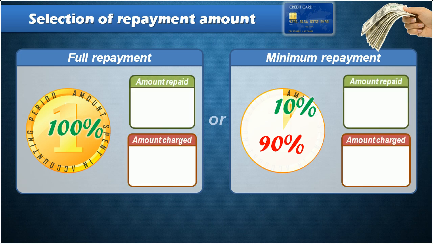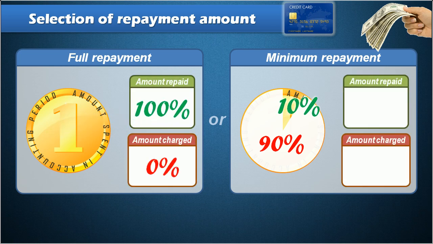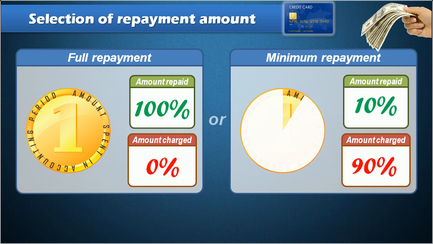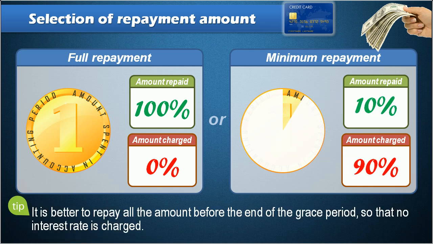If we pay 100% of the amount we spent, we are charged nothing. If we pay only 10%, then we are charged an interest rate on the remaining 90%. Remember that it is better to repay all the amount before the end of the grace period, so that no interest rate is charged.